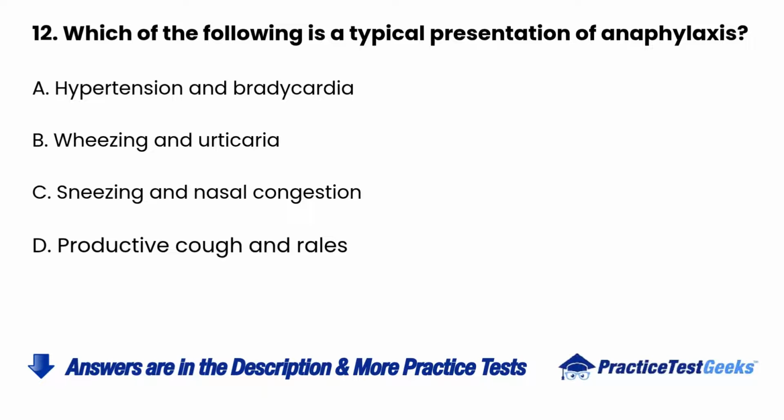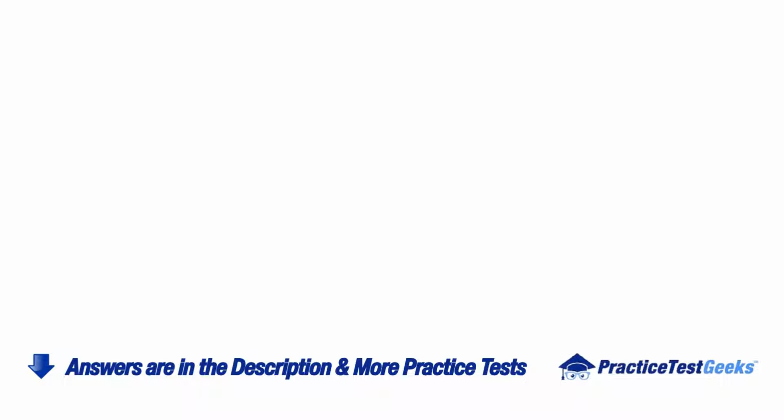12. Which of the following is a typical presentation of anaphylaxis? A. Hypertension and bradycardia. B. Wheezing and urticaria. C. Sneezing and nasal congestion. D. Productive cough and rales.